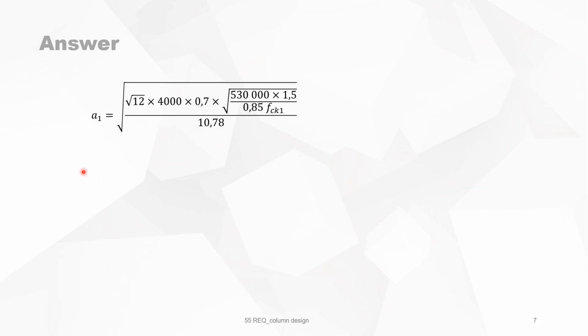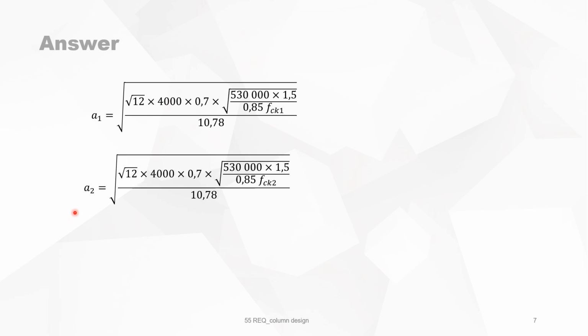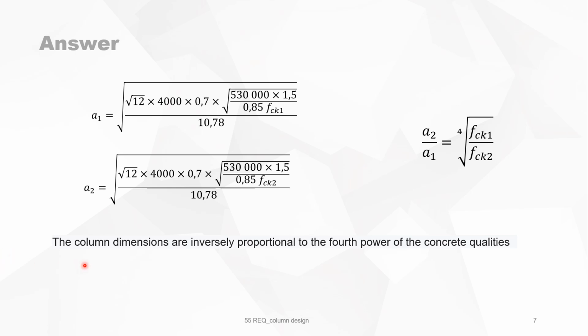We can now write the needed dimension of the column in function of the concrete quality. We do the same for the second case. And then we can take A2 divided by A1, and it is equal to the fourth root of the ratio of the first quality divided by the second quality. So the column dimensions A1, A2 are inversely proportional to the fourth root of the concrete quality.